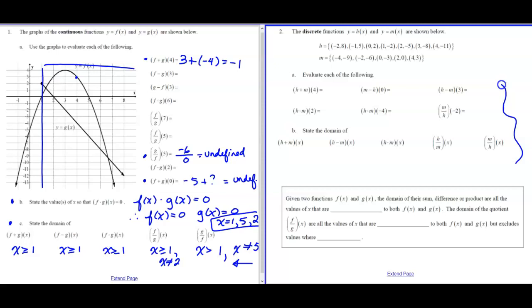So given two functions f and g, the domain of their sum, difference, or product are all the values of x that are common to both f and g. The domain of the quotient are all the values of x that are common to both, but excludes values where g of x equals 0. It excludes. Or you can say g of x cannot be 0. I'll give you these words. Because you know that you can't divide by 0. Those are rational functions by property.